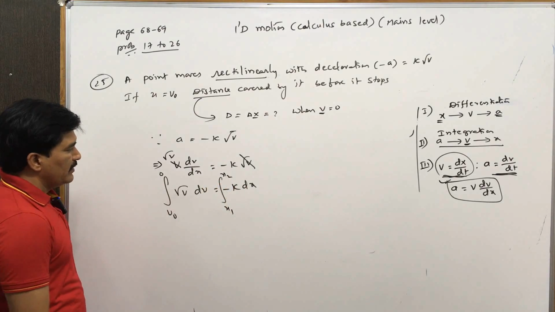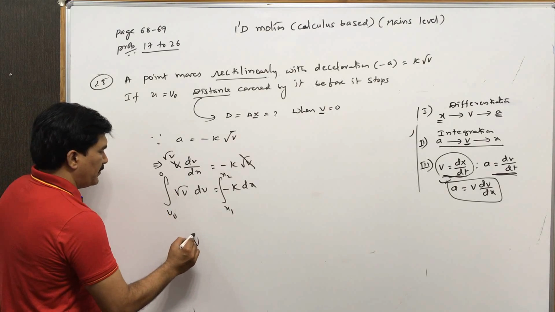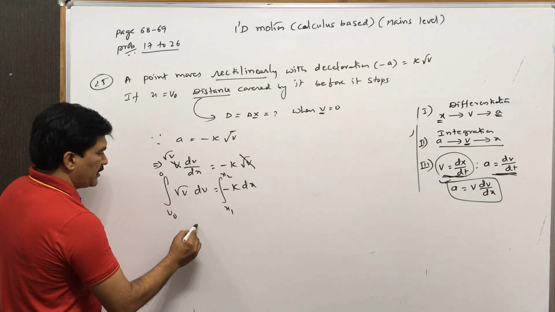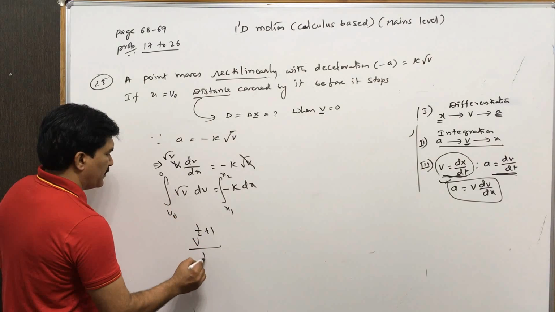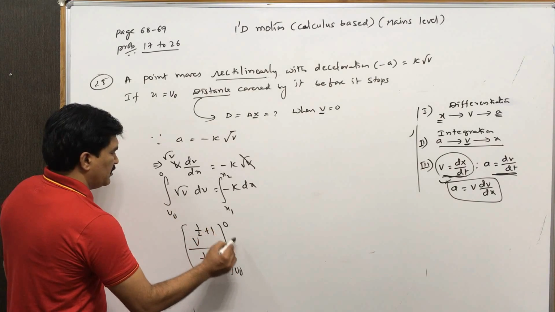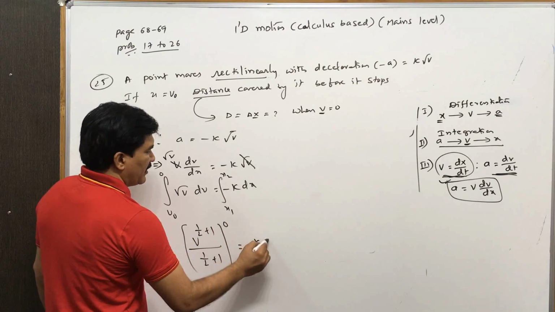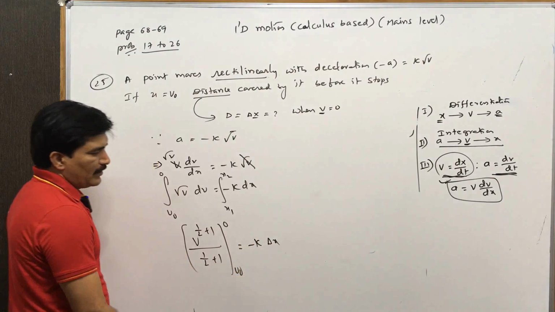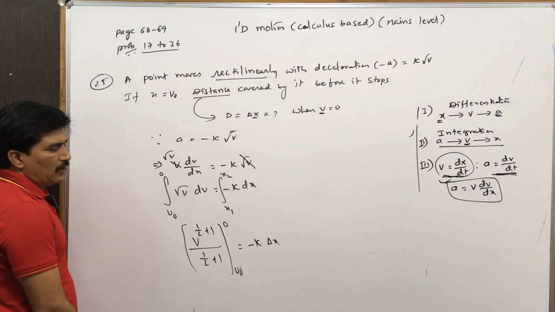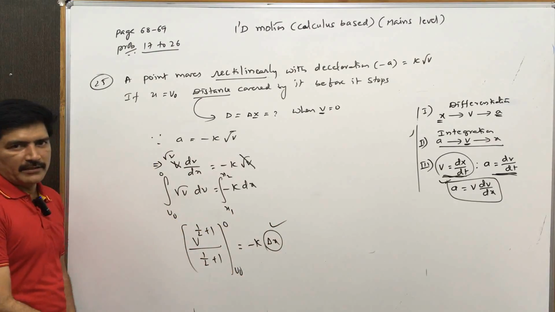Okay. Then for root v, integration is nothing but how much? V power, root v means v power 1 by 2. So, v power 1 by 2 plus 1 upon 1 by 2 plus 1, limits are from v naught to 0, that is equal to, if I take the constant out, integral of dx, that is nothing but delta x. So, substituting upper limit and lower limit, you will get delta x value, which is nothing but the required one, isn't it?